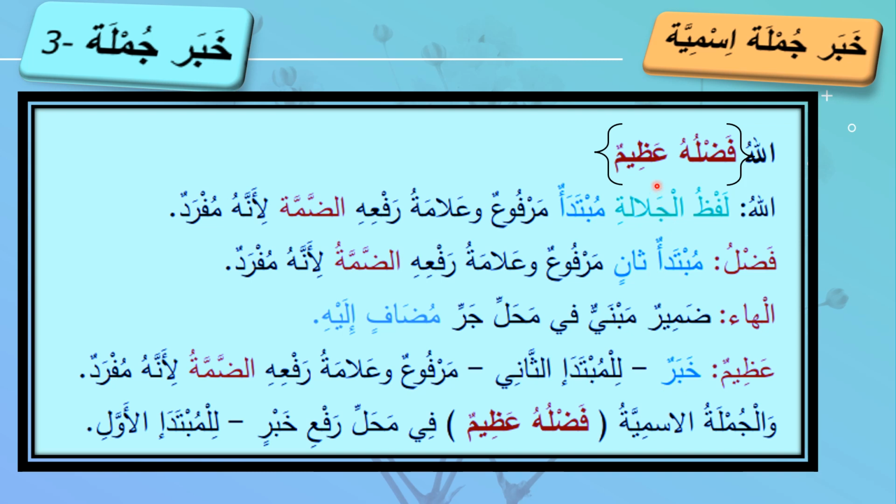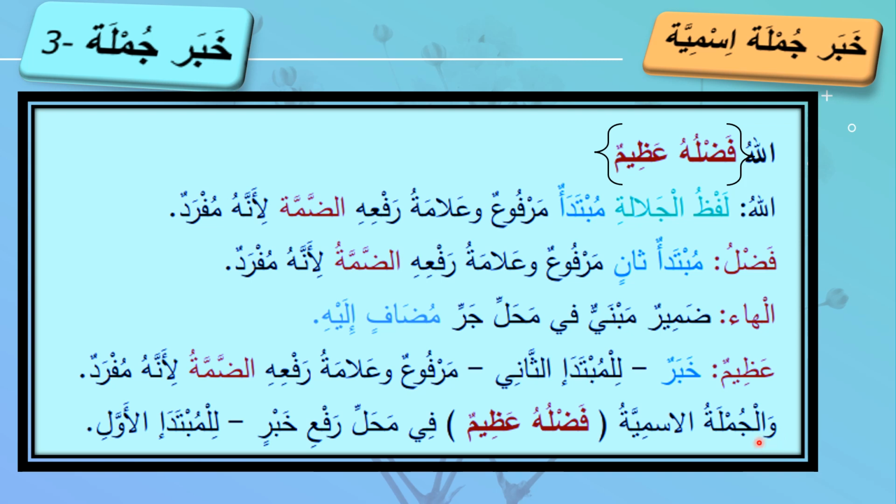Now azim is khabar. Fadluhu azimun. Azim is a nakira and it's giving information for whom? Lil mubtada as-sani. It's giving information for mubtada sani. Means our second mubtada is fadl. So the azim is giving information for fadl. His fadl is azim. Means the favor is azim. Marfu'an wa lamatu rafahi damma li'annahu mufrad.